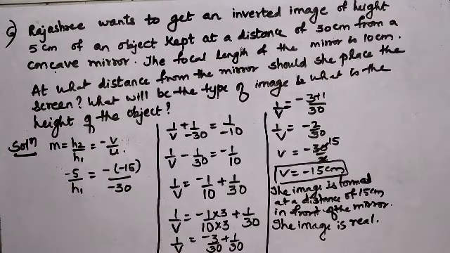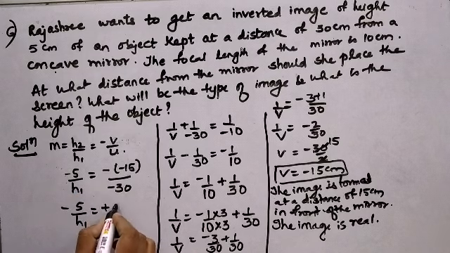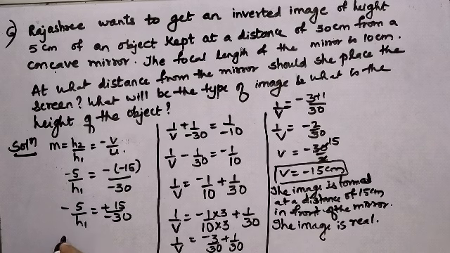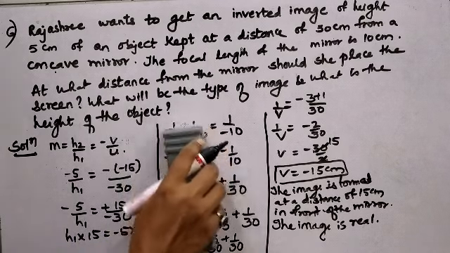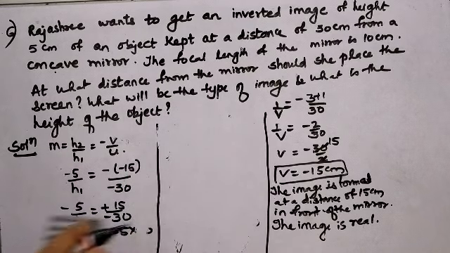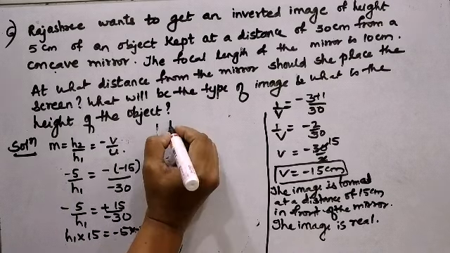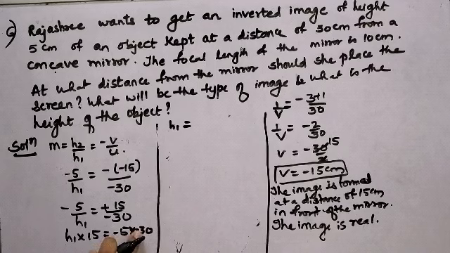U is always negative. You see what is written in the given: it is -30 centimeters. So -5 upon H1 is equal to, minus into minus will become plus, 15 upon -30. So we cross multiply now. H1 into 15 is equal to -5 into -30. Okay. So now what we get is H1 will be equal to, this minus into minus will become plus.